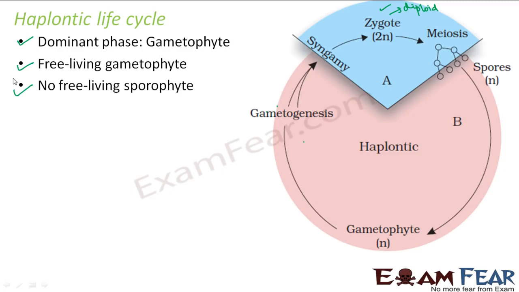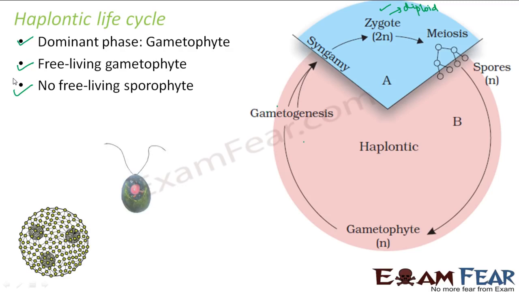So the best example would be the algae, which falls under the thallophytes, as well as some of the bryophytes. So most algae like Chlamydomonas or Volvox, in all of them, this gametophyte is the dominant phase. So the gametophyte here is free living, independent. They are photosynthetic, so they are not dependent on anybody else for their survival. But the sporophyte is dependent on the gametophyte.